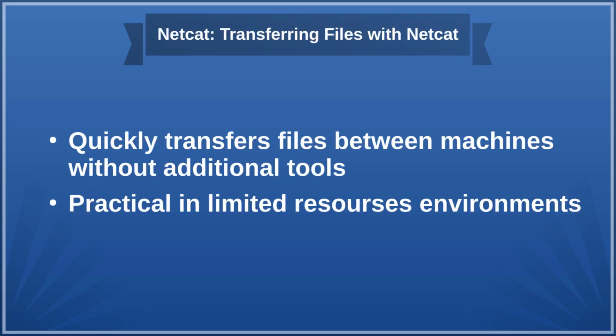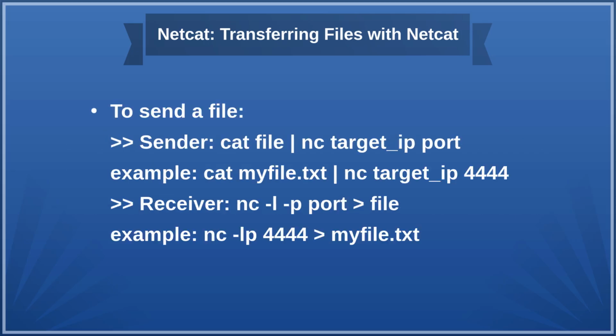How to transfer files using Netcat. Another powerful feature of Netcat is its ability to transfer files between machines without requiring additional tools. This is useful when working with limited resources. To send a file, we use cat, and then we mention the file we want to send, and then pipe, and then nc, and we mention the target IP address, and then we mention the port number. In this case, we chose 4444.